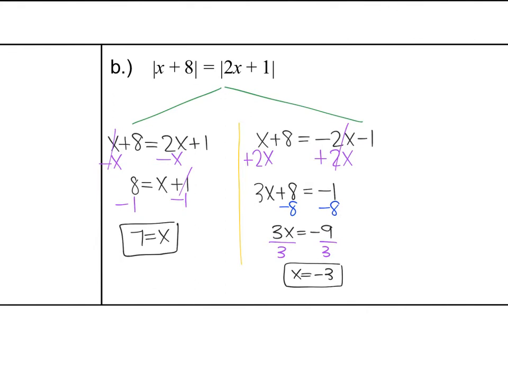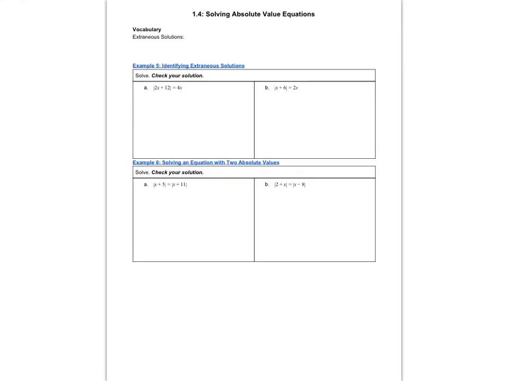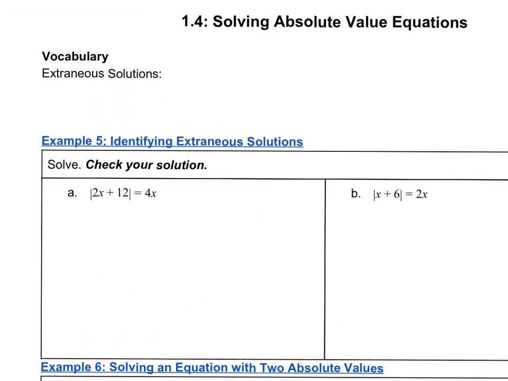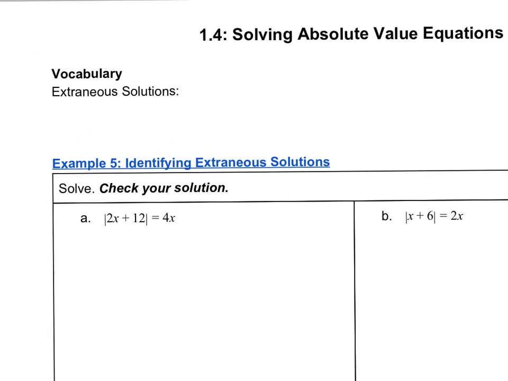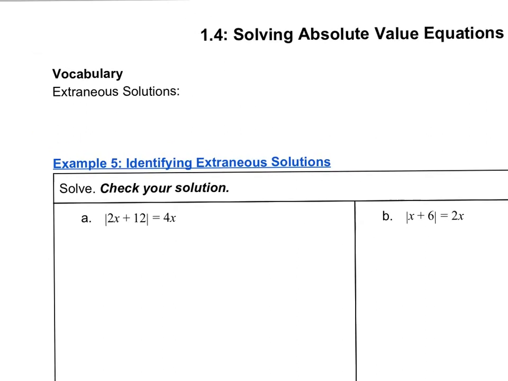All right, let's turn the page. We're going to talk about something called an extraneous solution. It's going to kind of sound like it was made up, but it's real, I promise you. An extraneous solution is an apparent solution that must be rejected. So basically, it's a solution that doesn't check out.